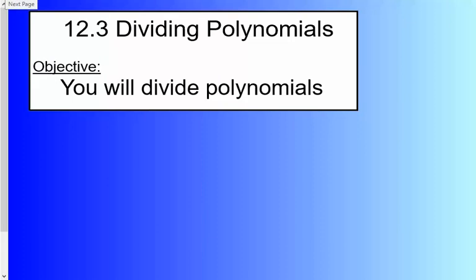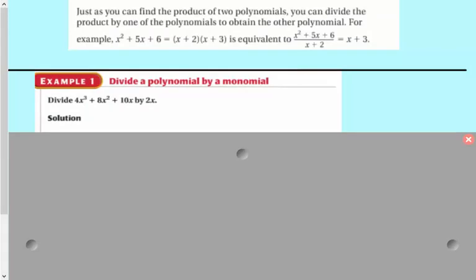Okay, so we're going to divide polynomials today. And we're going to start with monomials. We're going to take a polynomial and divide it by a monomial. Now there's two ways of doing this. I'm going to show you guys both ways. First way is using fractions.